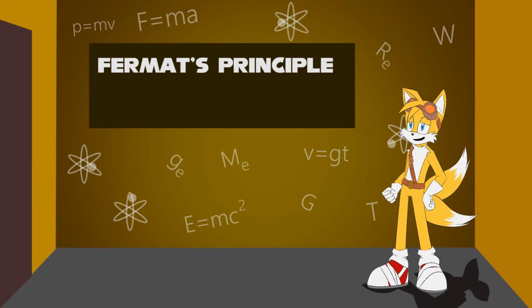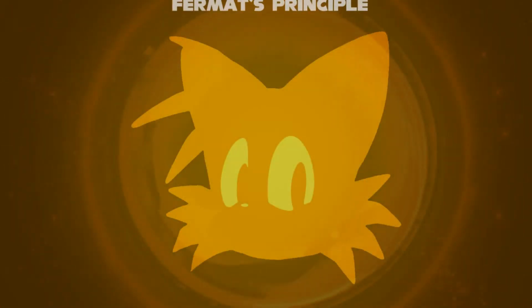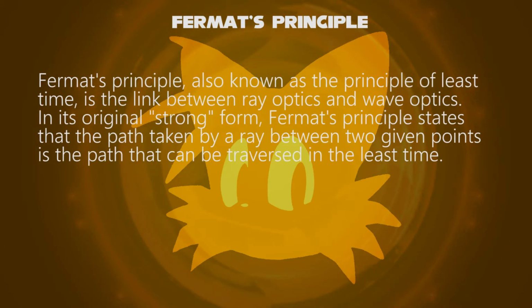We will learn about Fermat's principle. Fermat's principle is the link between ray optics and wave optics. In its original strong form, Fermat's principle states that the path taken by a ray between two given points is the path that can be traversed in the least time.